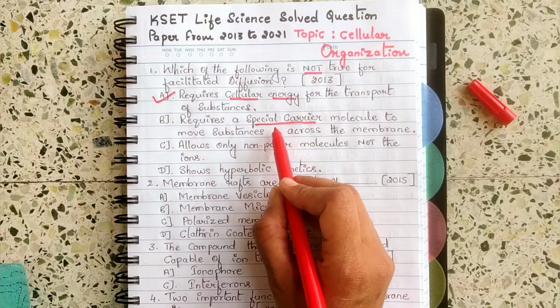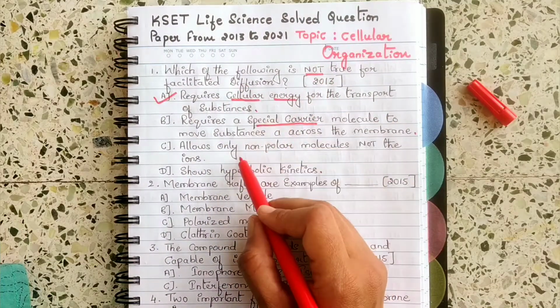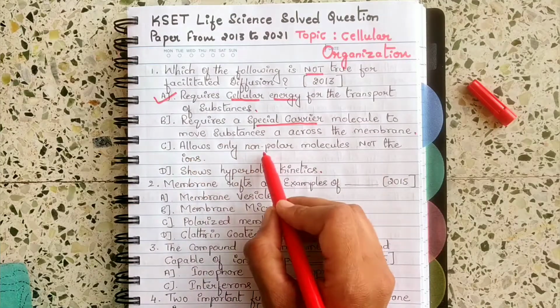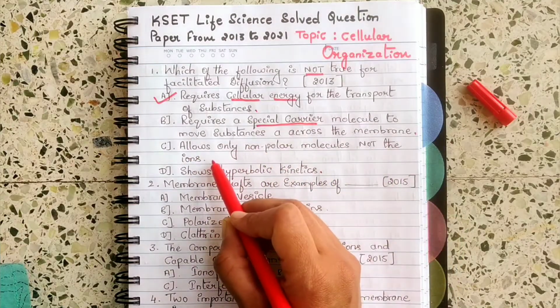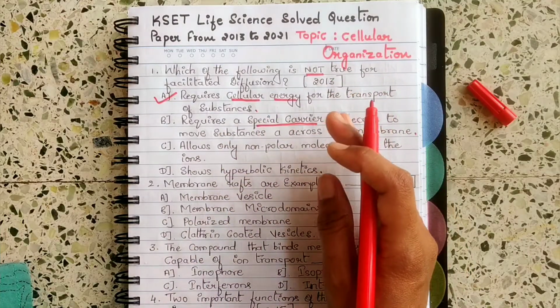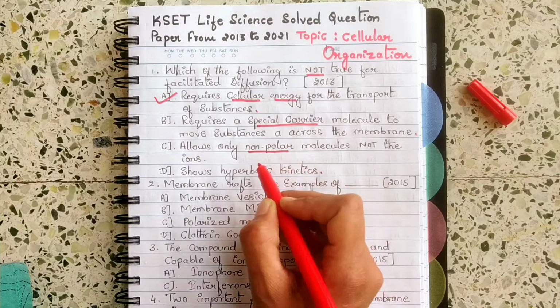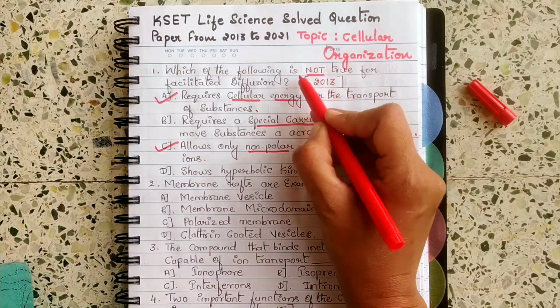Okay, this is correct for facilitated diffusion, but they are asking which is not true. That's why this is not correct. Then coming to option C, allows only non-polar molecules, not the ions. As I mentioned while giving the difference between simple diffusion and facilitated diffusion, facilitated diffusion allows the larger polar molecules, not the non-polar molecules. That's why this option is also correct, because they are asking which is not true.